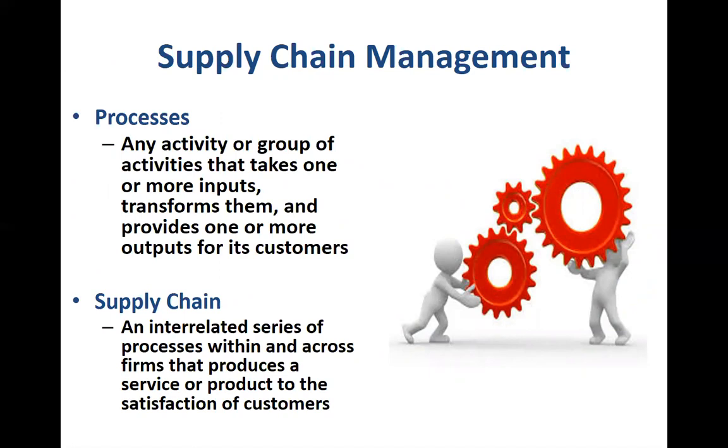Now, if processes are such a central element of supply chain, then what exactly are processes? Processes are any activity or group of activities that would take some input, transform them, and then produce outputs for customers. So, if we look at supply chain in terms of processes, then supply chain is nothing but an interrelated series of processes that could exist within a firm and across firms. And the objective would be to produce products or services to the satisfaction of customers.